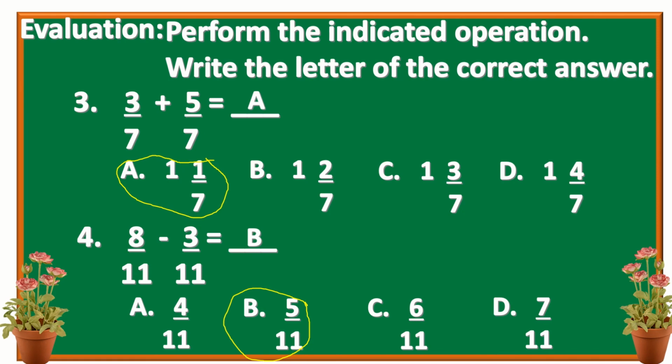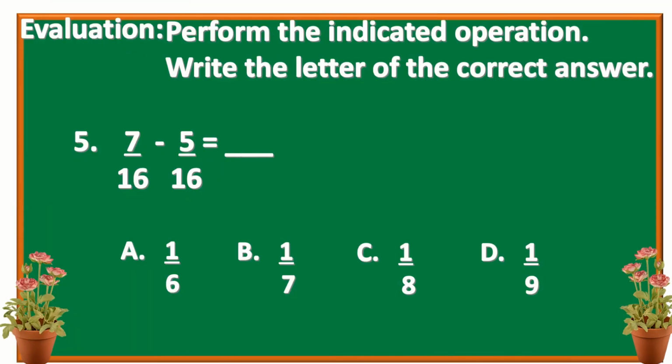Okay, thank you. For number 5, 7 over 16 minus 5 over 16. This is very much easy. So I know you're done. 7 minus 5 is 2 over 16. But then, why is it that the answer is C? Because we reduced. 2 over 16 can be divided by 2. So it is now 1/8.